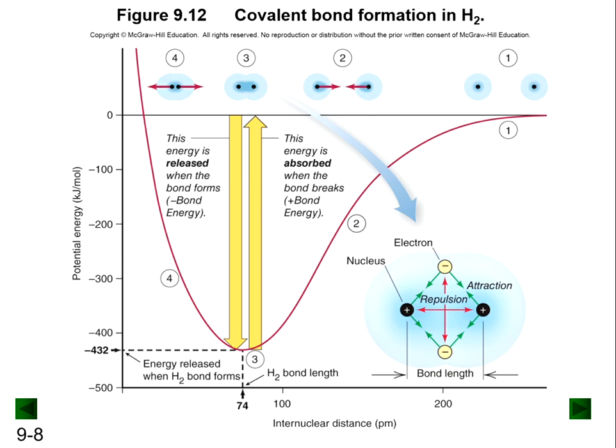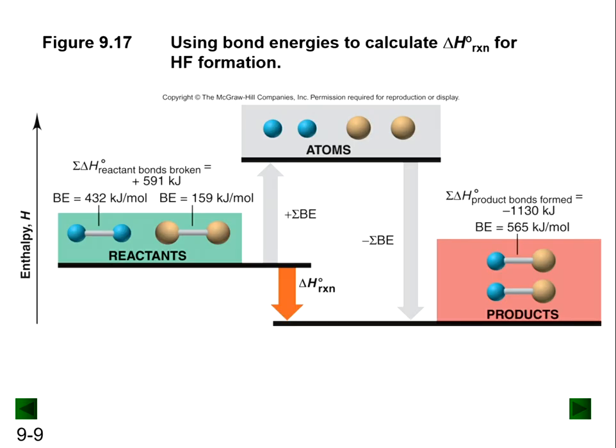Here's our covalent bond formation potential well we've talked about. We know the bond energy corresponds to the depth of the well, and the bond length corresponds to the minimum along the x-axis. And we can use bond energies to calculate delta H of reaction. We take the sum of the bond energies that are broken, subtract off the sum of the bond energies that are formed, and that gives us our overall delta H for reaction.